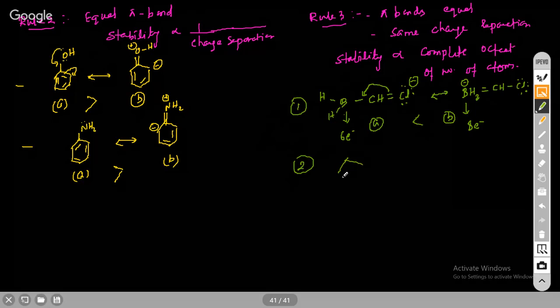This example you see, positive charge on this carbon. And then if I draw the resonating structure, the structure is this: double bond, positive charge here, and this lone pair comes here. A and B. Which one is more stable?